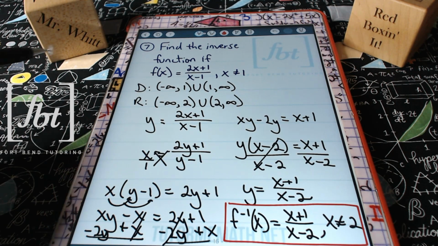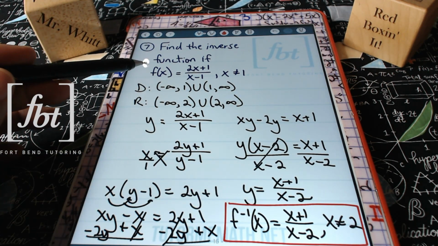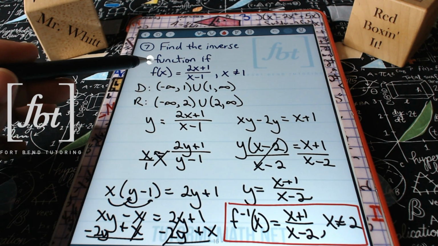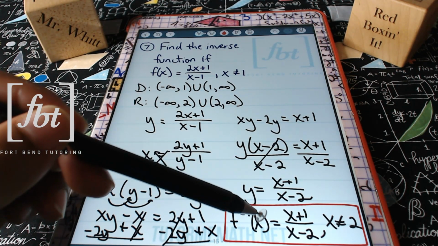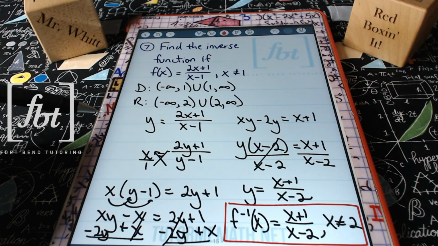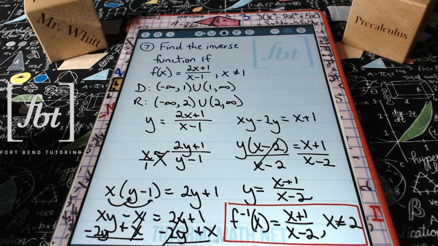And there you have it, guys. This is the inverse function of f of x. And note how we said in the beginning that if you start out with a rational function, the inverse function would also be a rational function, and it is. There you have it. All right, let's move on to our next problem.